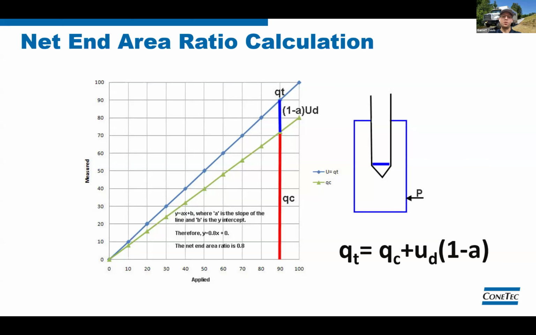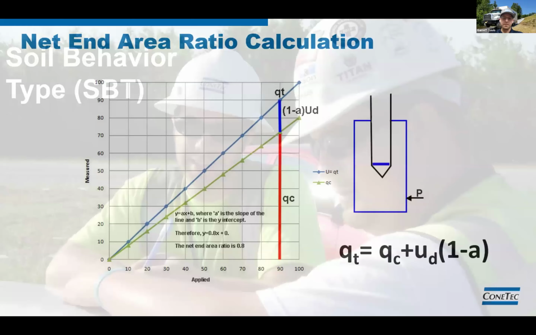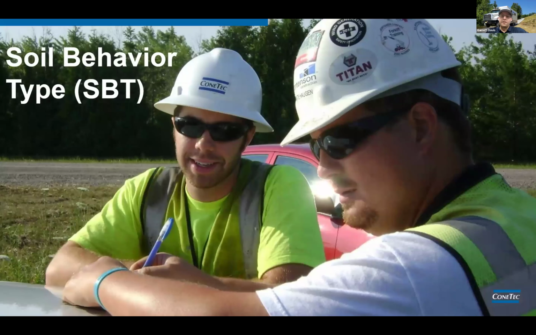Now let's move on to soil behavior type. Moving away from pore pressure, soil behavior type classification allows you to infer the soil material by analyzing its response to cone penetration by comparing it to the behavior of known soil types.